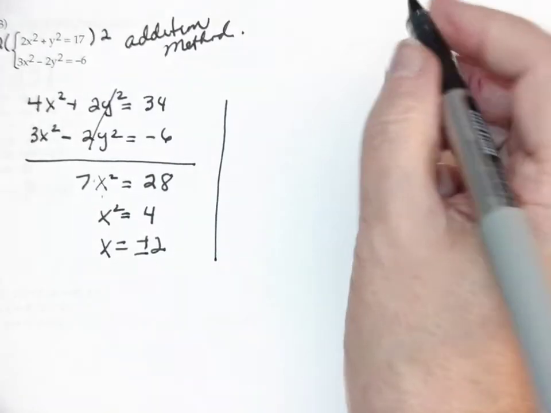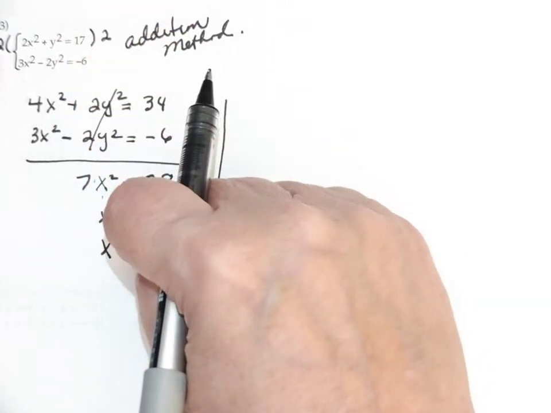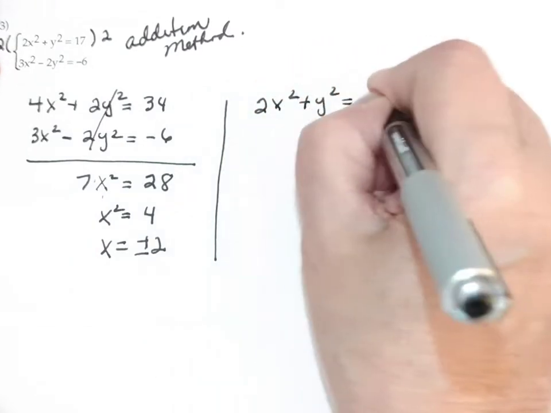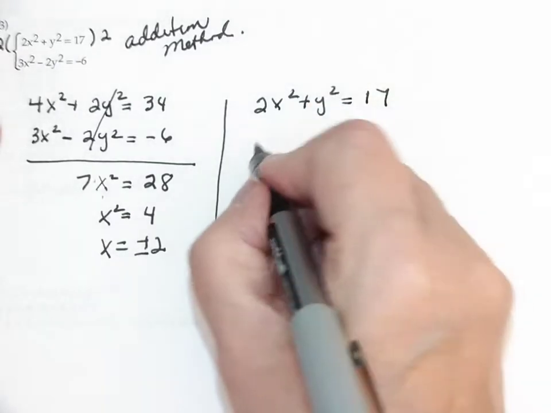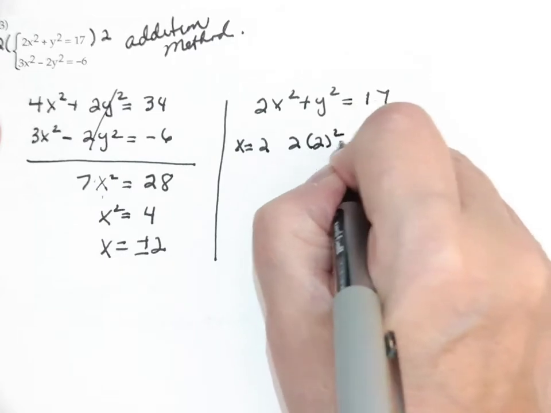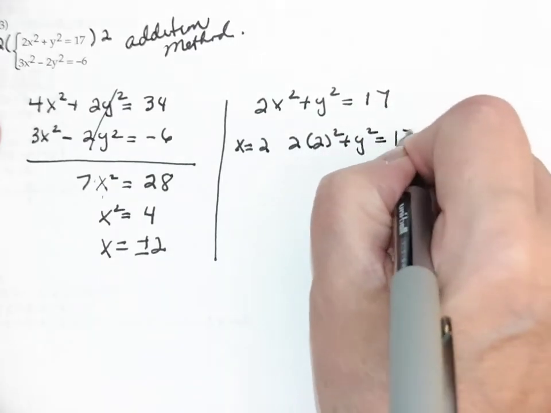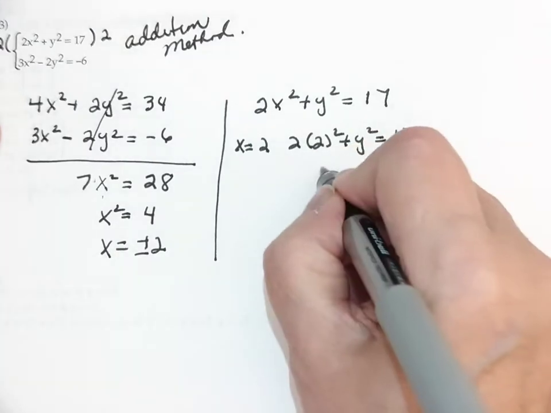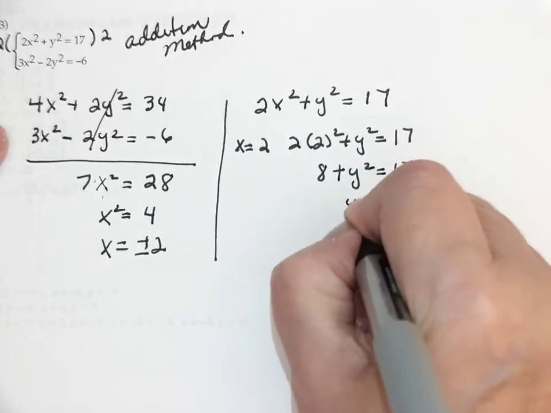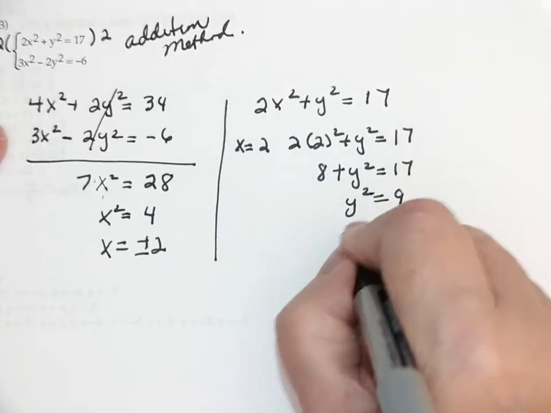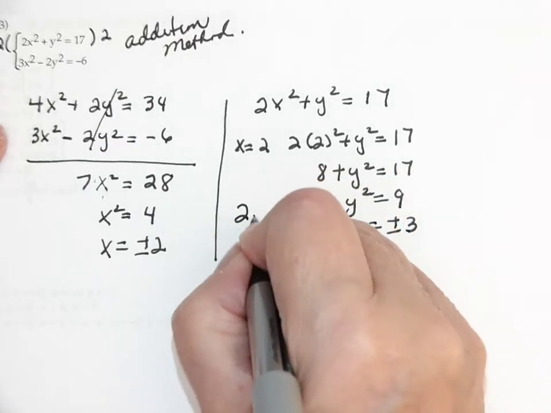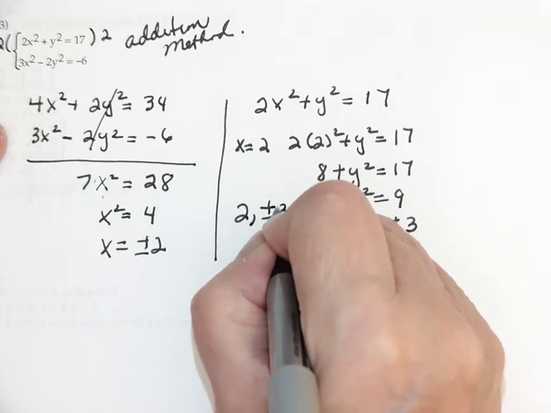So what do I know? Doesn't matter which one I use. I've got x, so six of one, half a dozen the other. So 2x squared plus y squared equals 17. If x equals 2, 2 times 2 squared plus y squared equals 17. That's 4 times 2 is 8, plus y squared equals 17. Y squared equals 9. Take the square root of both sides. Y is plus or minus 3. So I have a solution of 2, plus or minus 3.